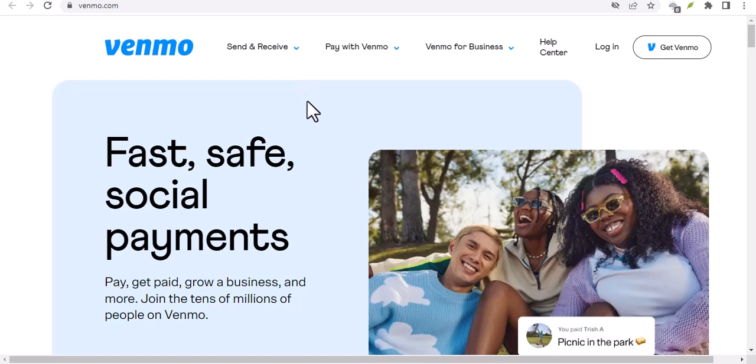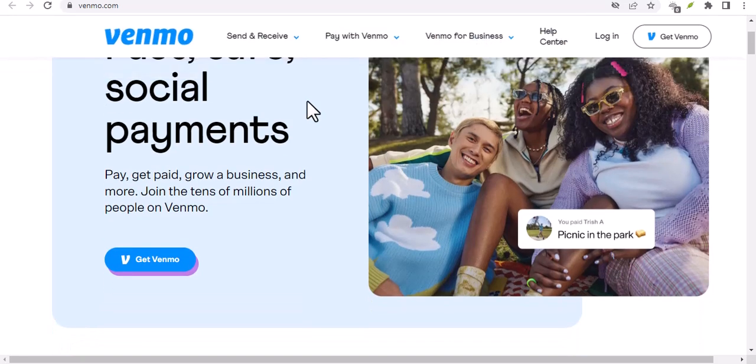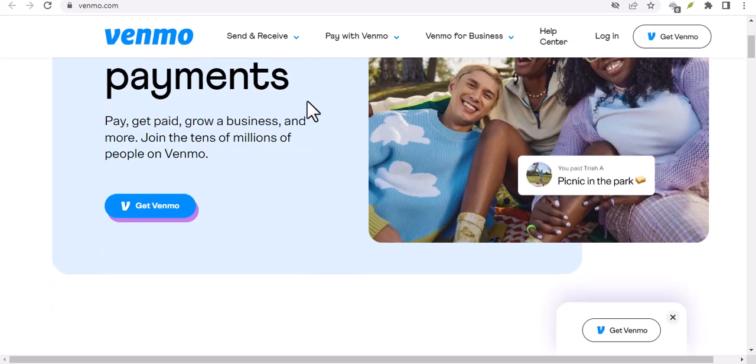Today, I'm going to be talking about where you can use Venmo. Have you ever been in a situation where you needed to split a bill with a friend or family member? Or maybe you're looking for a way to send money to someone quickly and easily. If so, then Venmo is the perfect app for you.